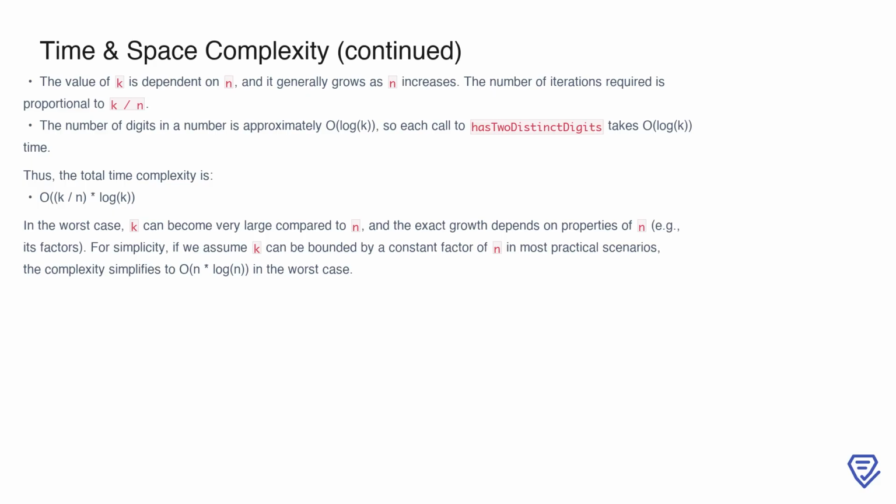In practical terms, k grows as n increases, and the exact growth of k depends on the properties of n, such as its factors. In the worst-case scenario, where k can be significantly larger than n, the time complexity simplifies to O(n * log n). This simplification assumes that k is bounded by a constant factor of n in most cases, which helps us estimate the upper limit of the function's runtime.